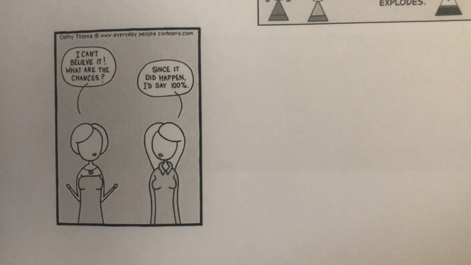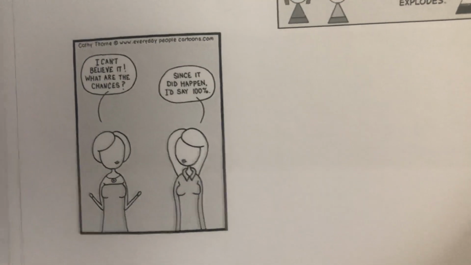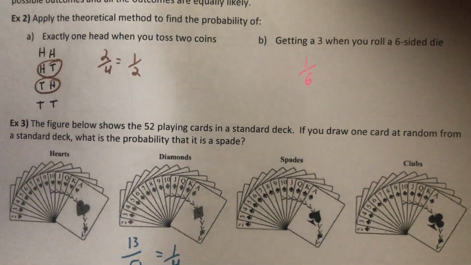And I can't believe it. What are the chances? If you remember, the chance of something happening, if it has to happen, is 100%. So if it did happen, the probability that it happened is 100%. Doesn't matter what the probability was before it. If it happens, it's 100%.